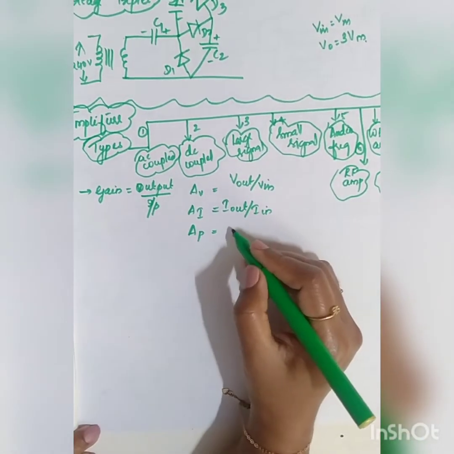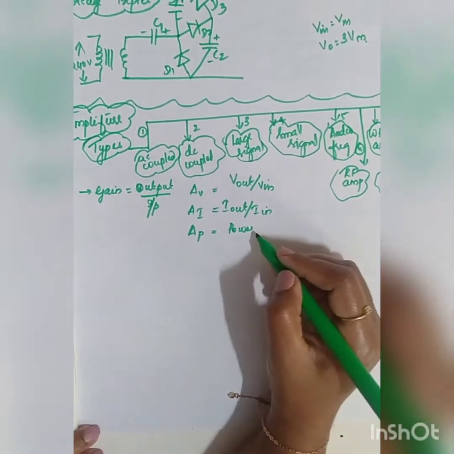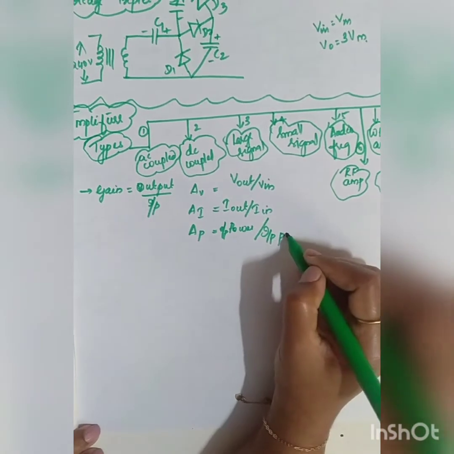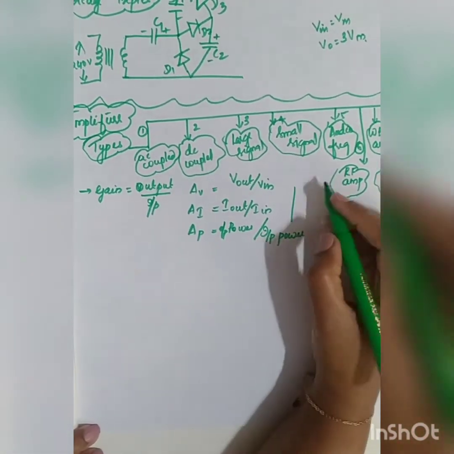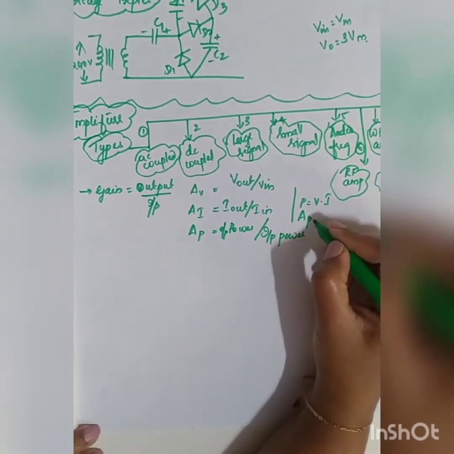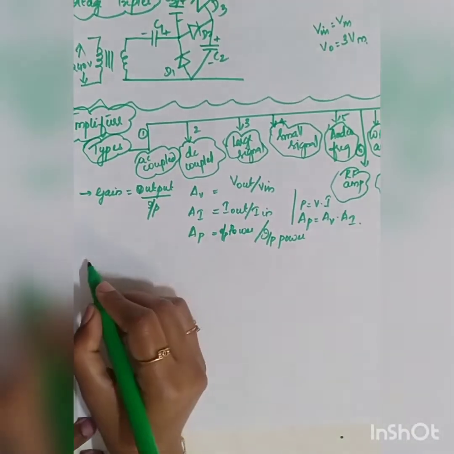Power gain is equal to what? Output power divided by input power. You also have one more formula, power is equal to V into I. So power gain is equal to the product of your voltage gain and your current gain.